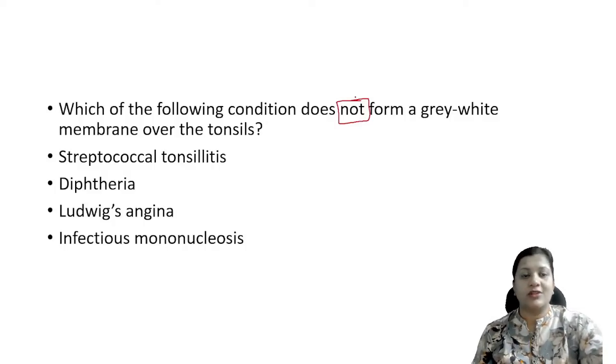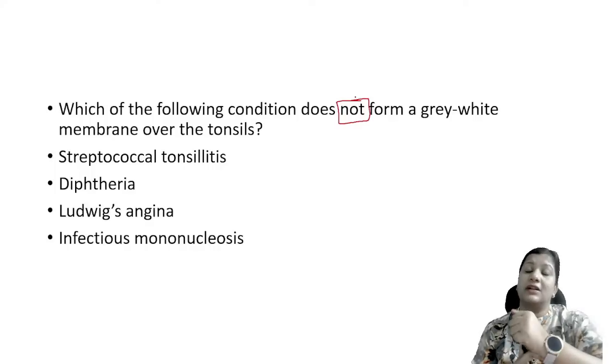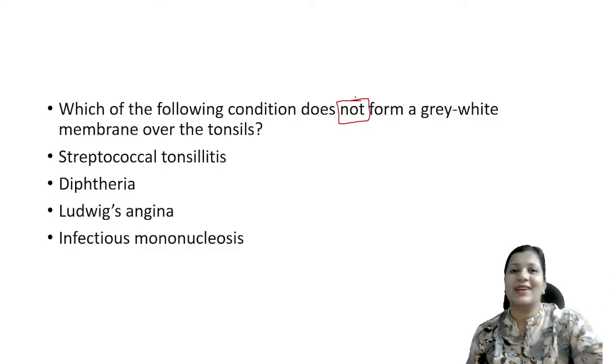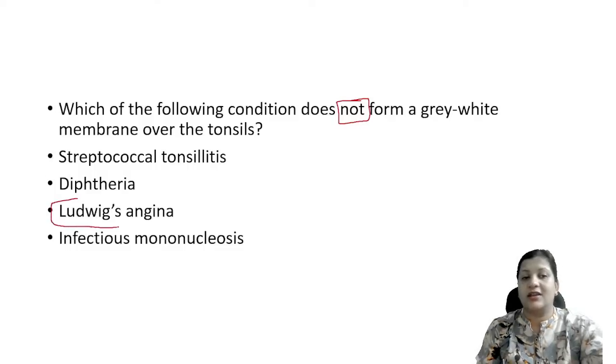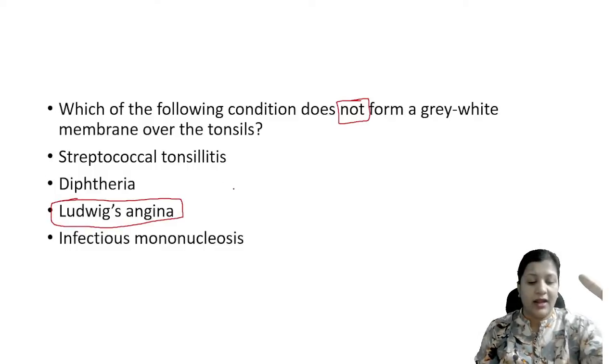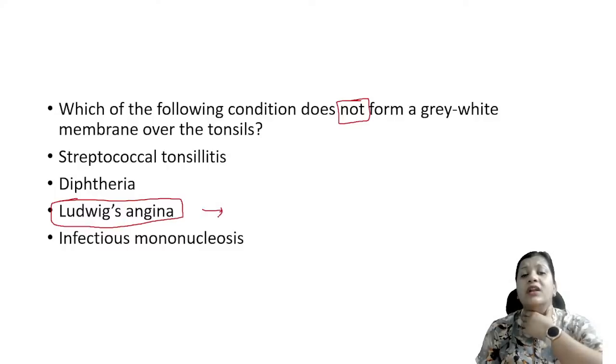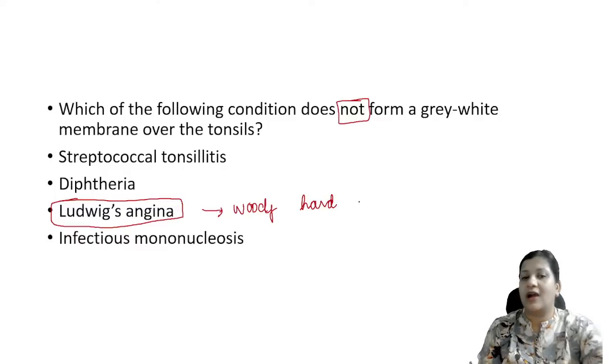Streptococcal tonsillitis, of course, is not grayish white, it is pearly white, but sometimes you can have even grayish white also. Diphtheria typically presents to you with a grayish white membrane. Infectious mononucleosis also is a differential diagnosis for white membrane on the tonsil. Ludwig's angina is a condition which is cellulitis of the floor of the mouth. It doesn't have anything to do with the tonsillar tissue. It presents to you with a woody hard swelling in the submandibular region.